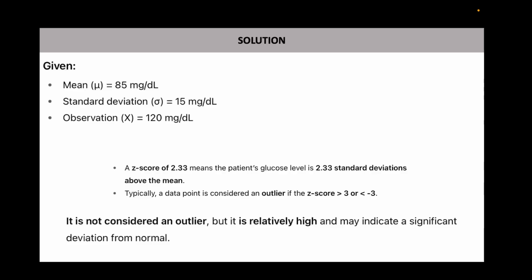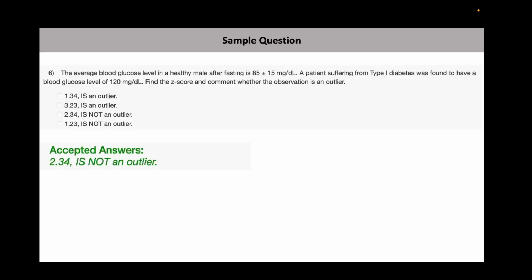So that is exactly what the interpretation is: it did not consider it as an outlier, but the value is relatively high. So it may indicate a deviation, that the data value is deviated from the mean of the data. But if they have set the range as 3 or 4 or whatever, we don't know that based on this question. So if that is the case, then it is not considered an outlier. So the answer to this question is 2.34 and is not an outlier.